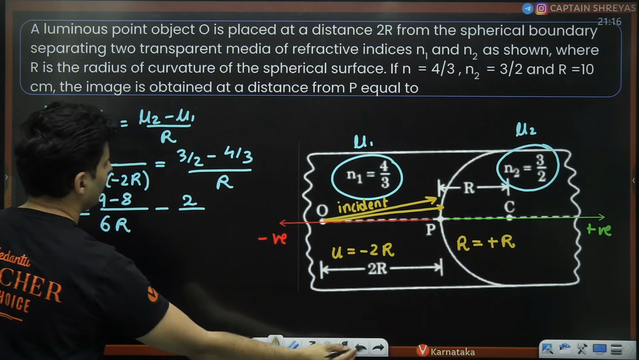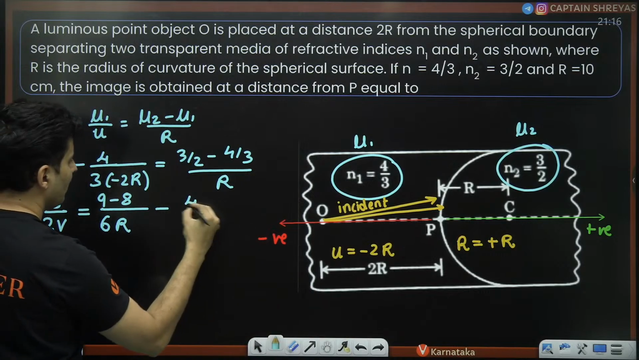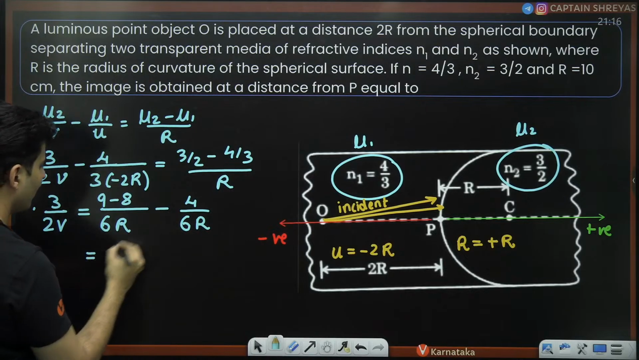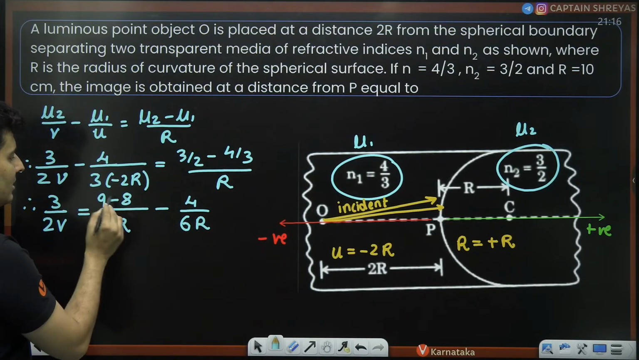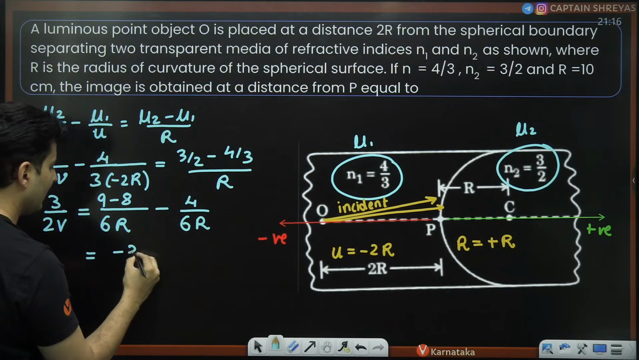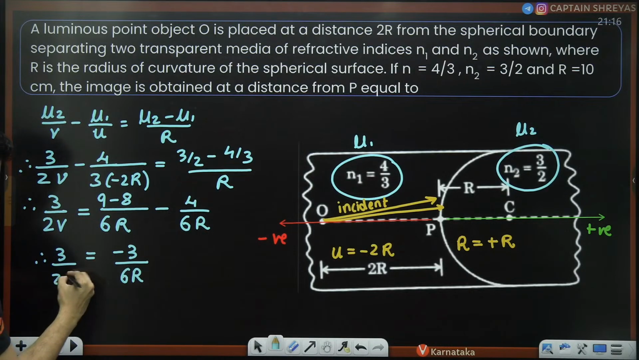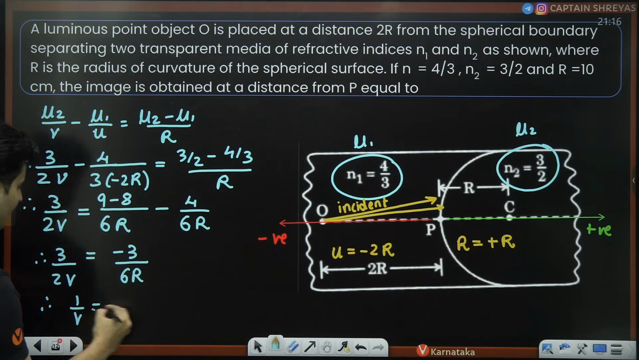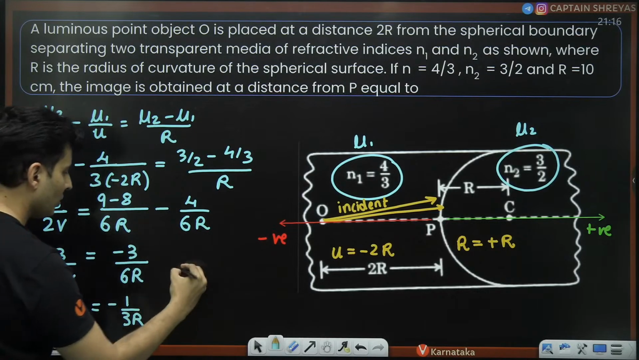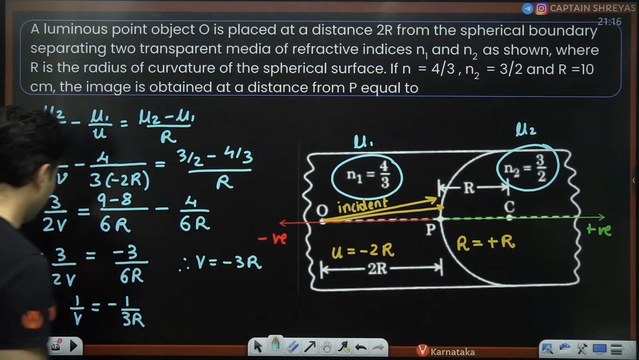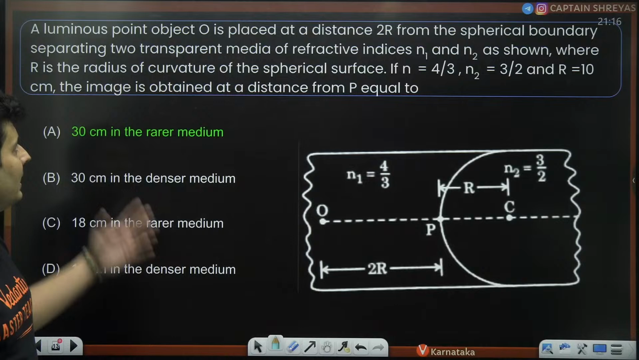But if you want to leave it as it is, if you are getting confused, no issues. We can keep 4. 3 2s are 6, so 6r. The good thing is the denominator is the same, so we can subtract easily. 9 minus 8 is 1. 1 minus 4 is basically 3 with a negative sign, divided by 6r, and we have 3 divided by 2v over here. Now 2 and 6 cancel, 3 and 3 cancel, so 1 by v is equal to negative 1 by 3r. So therefore, v will be negative 3 times r.